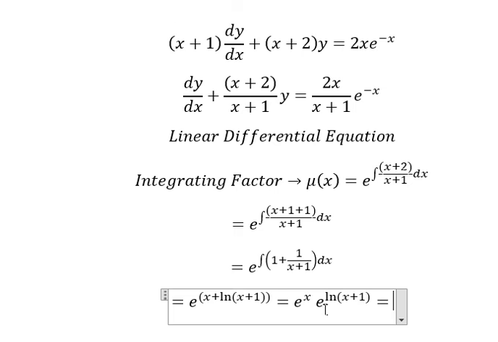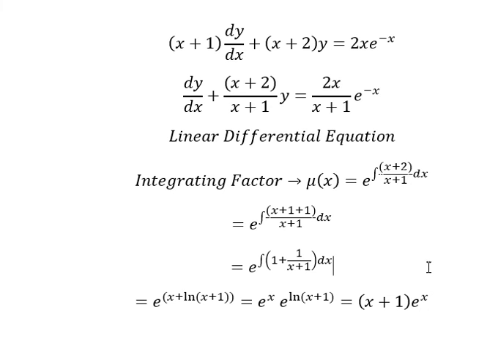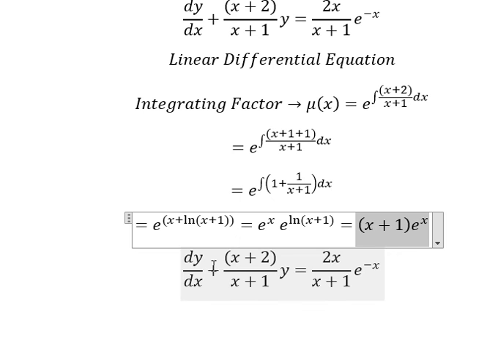And e to the power of ln(s plus 1), we can put s plus 1, times e to the power of s. That means we multiply both sides by this one.